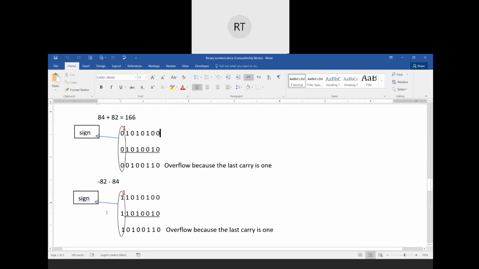You have 7 bits for the 82 and 7 bits for the 84. And you have here the sign 1, 1. I automatically write 1 here. And then I add them. It will give me a carry. Having a carry will mean it's an overflow. Notice also that the number is 166, so it exceeded 127. So yes, I have an overflow. Yes, guys? Any question?